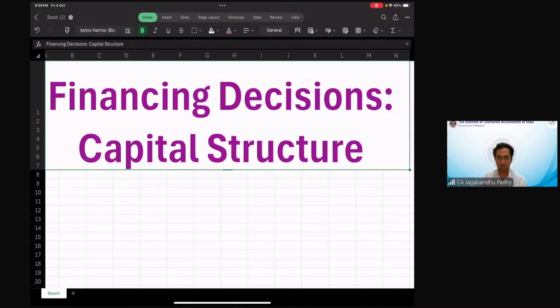How many sessions of FM have been done in total? I don't keep a count, but I think it is the 5th session today. Happy Navratri, Hardik. Yes, Abdullah.